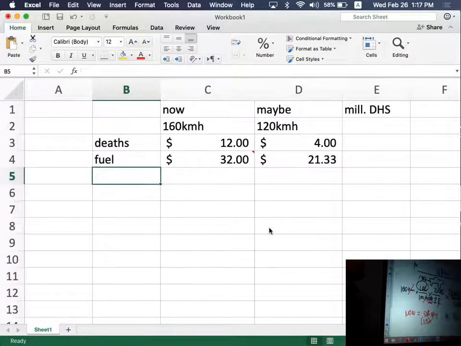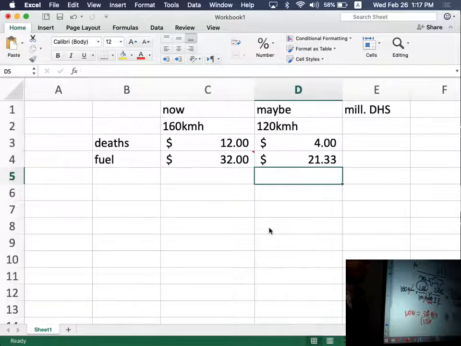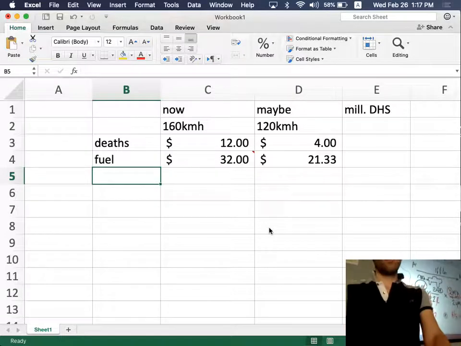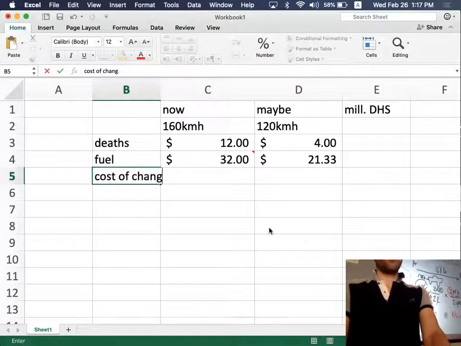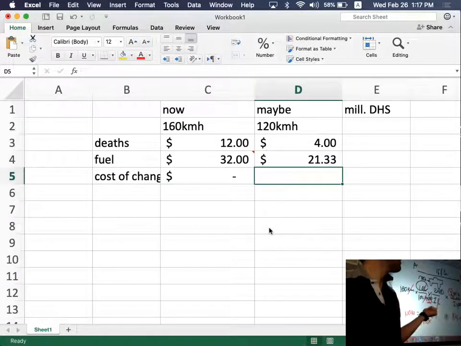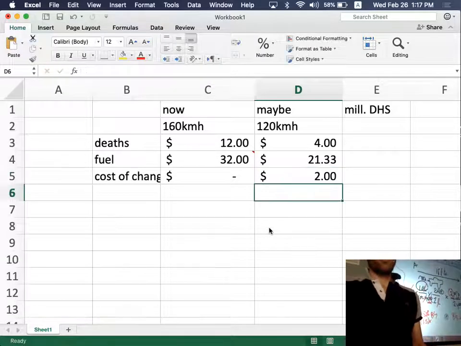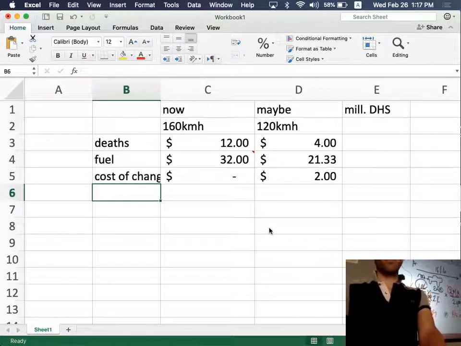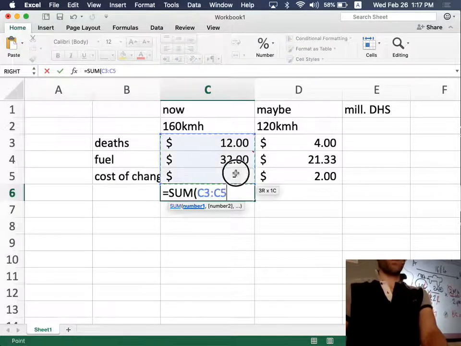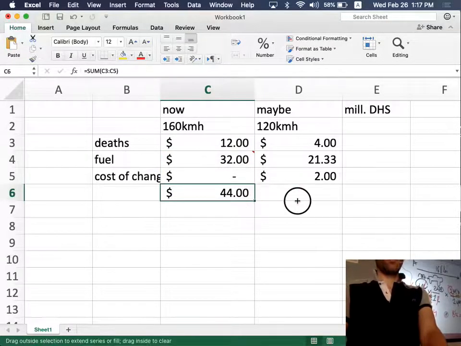What other costs do we have here? Shall we calculate? Oh, the cost of changing the signs, right? So the cost of change is 0 here and 2 million. That's it. Okay, and now I'm going to calculate the total. So it's equal sum.